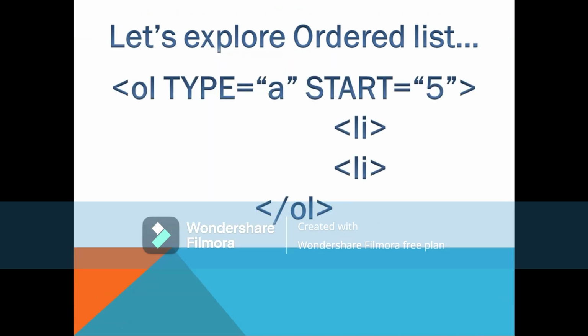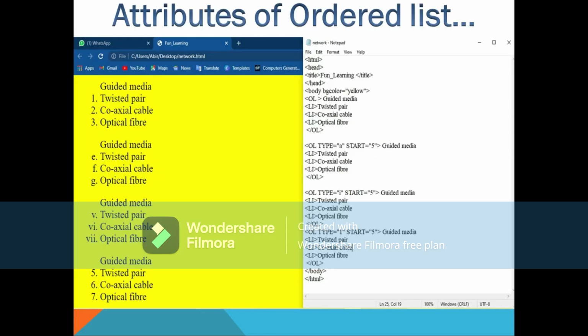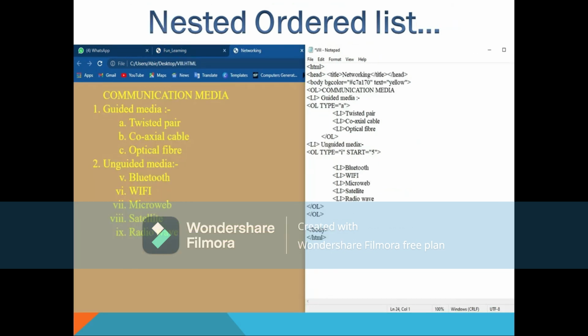Let's move on. See here, I have explained this one, that you can use type A and start equals 5, then it will start from the 5th point. Now let's move on and come to the next point, that is this one. This one we are going to do.